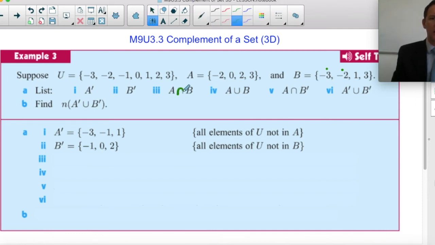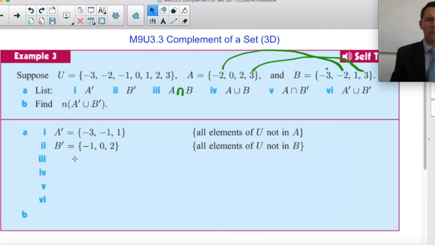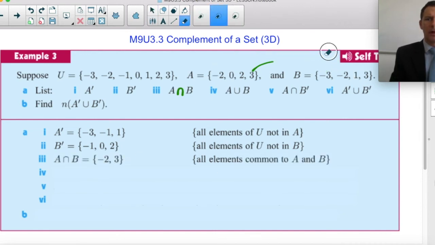For number 3, we want A, the intersection of A and B. It means I want the overlap. I want what they have in common. So let's see what they have in common. Hey, look, they both have a -2 in common, and they both have a 3 in common, and that's it. So -2 and 3. Cool.